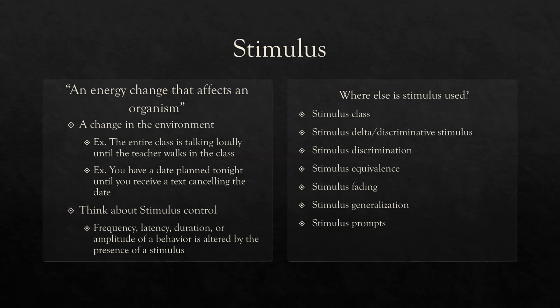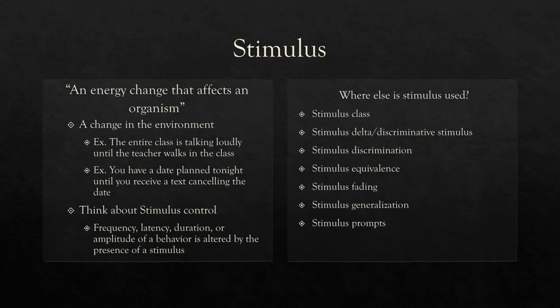Think about where else we use them. Classes, SDs and S deltas, stimulus discrimination, equivalence, stimulus fading, stimulus generalization, stimulus prompts. The list goes on and on and on, right? Stimuli control behavior. Stimulus is just an energy change that affects an organism, that evokes behavior, that punishes, that reinforces. You have to understand how important stimuli and stimulus are in ABA.